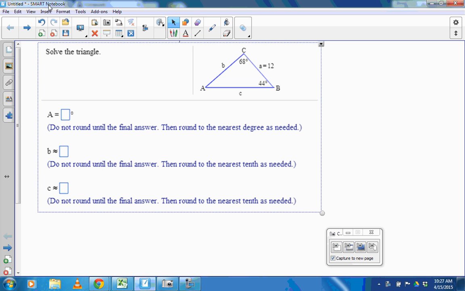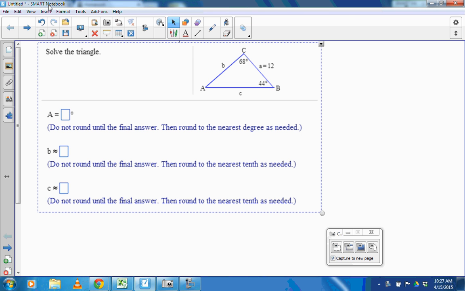All right, this is for test 4, review A. Okay, so it's not every single question on the review, but most of them here that I think that you need. All right, so this first question here, you're solving a triangle.